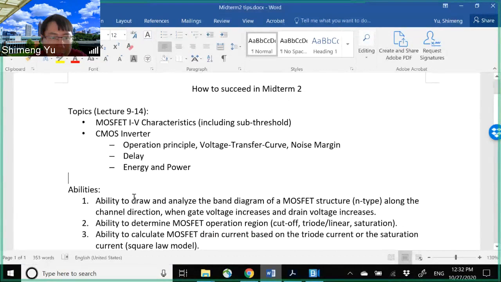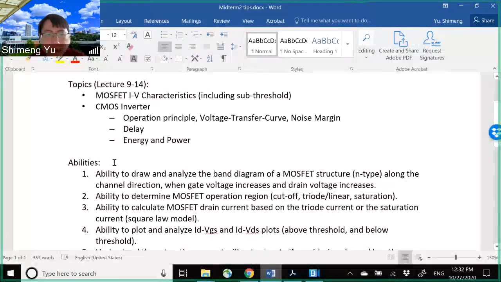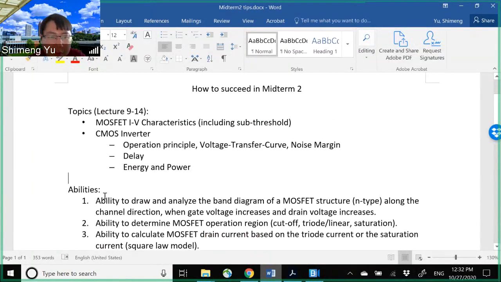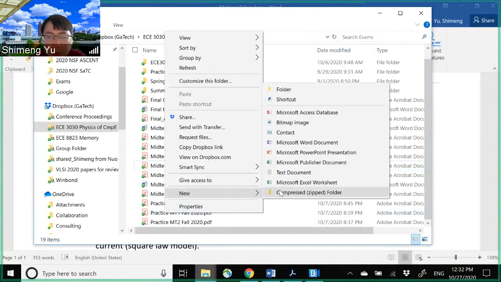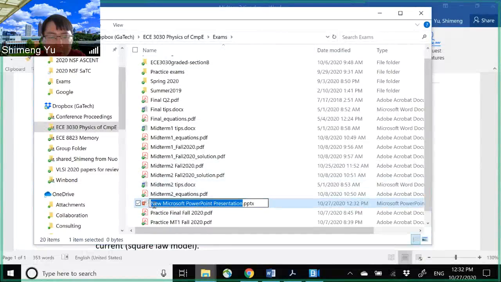So here are the abilities you're supposed to have. First, to draw and analyze the band diagram of a MOSFET structure. Typically, we use NMOS as an example, along the channel direction, and when the gate voltage increases and when the drain voltage increases. So let me open PowerPoint so I can sketch the band diagram for you.